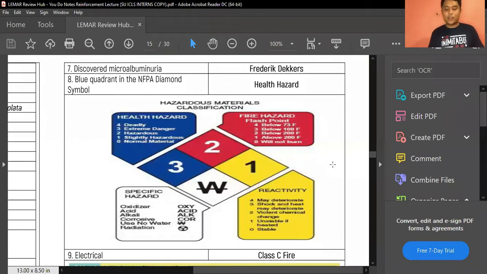Like, what is the number 4 in the blue quadrant? Number 3 in the yellow quadrant. Okay, so take note of that.